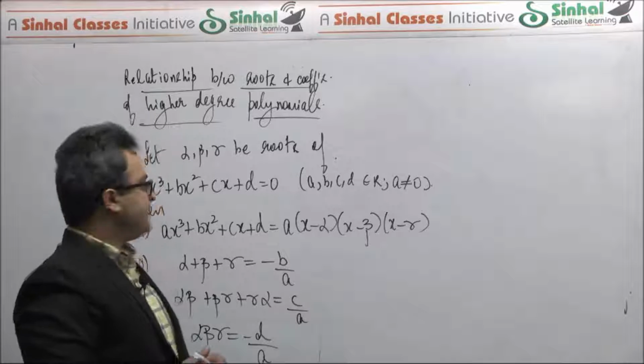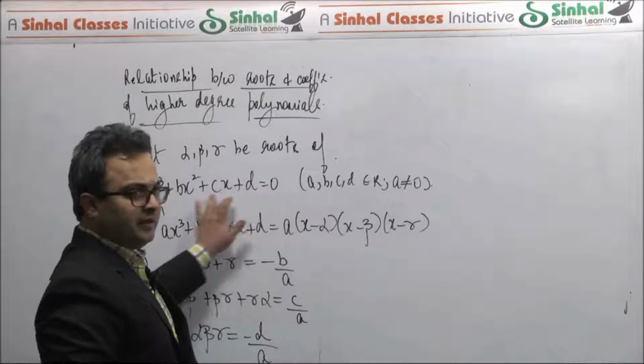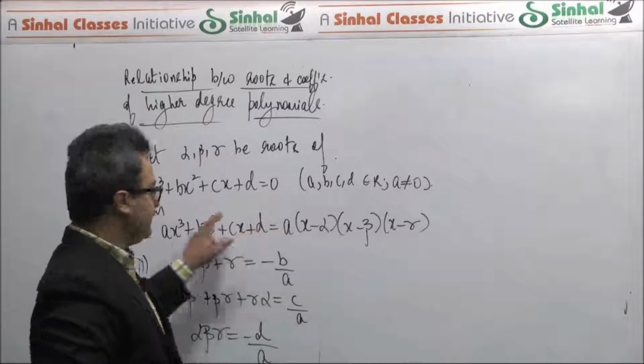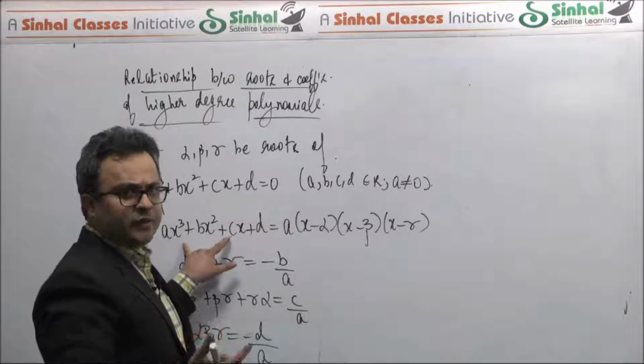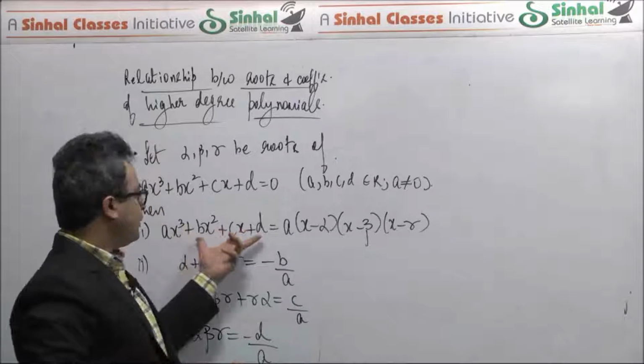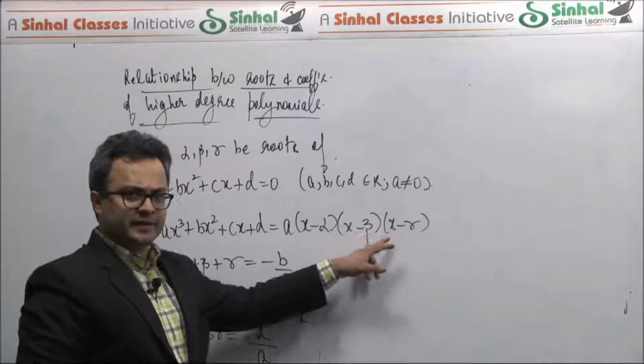For a cubic, we have these results. Suppose alpha, beta, gamma happen to be the roots of this cubic equation of degree 3. These are the two things we can say. The first thing, as in case of a quadratic, by the factor theorem, this polynomial must be identically equal to a times x minus alpha, x minus beta, x minus gamma.